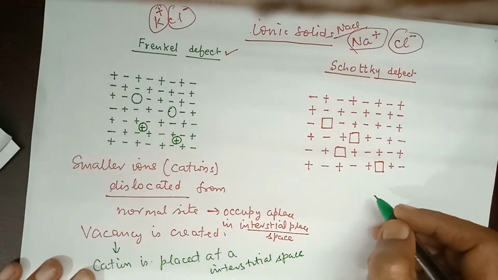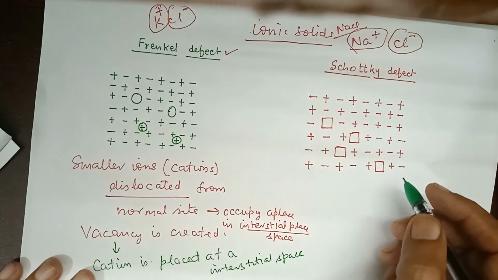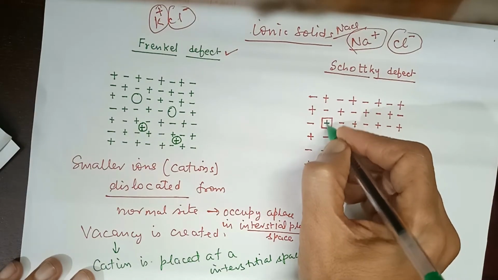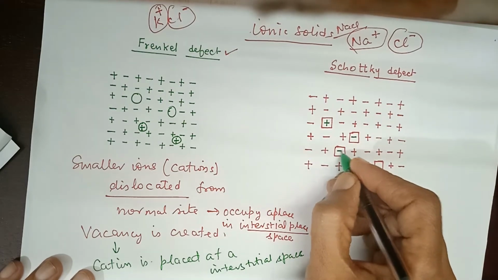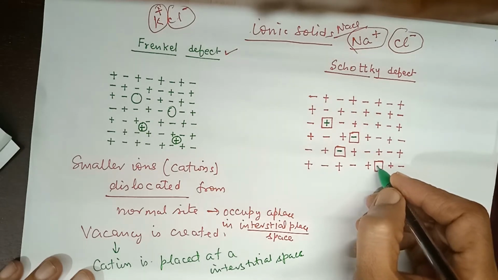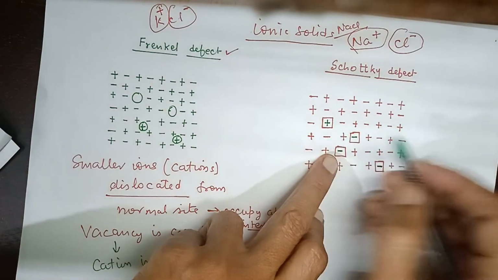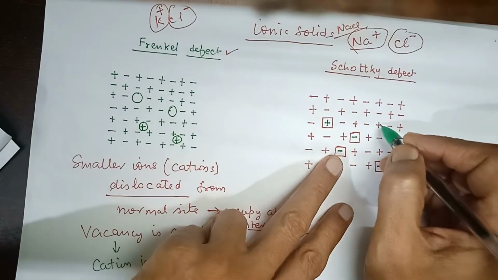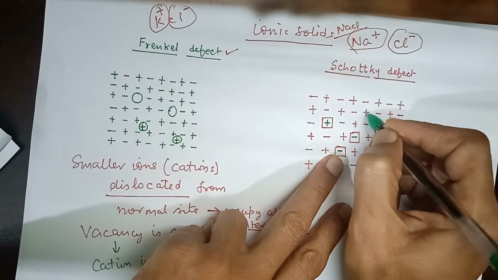And what happens in Schottky defect? In Schottky defect, cations and anions are missing. Here it was a cation, and here it was an anion, and here it was also an anion, and these three anions are missing. Then this cation is also missing, and this cation is also missing.